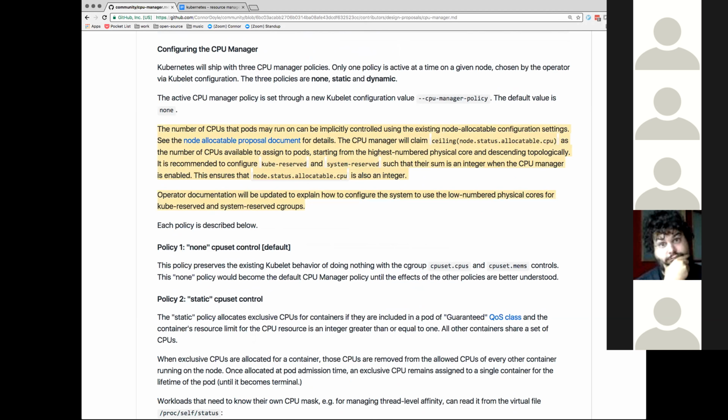So if reserve is less than 1, it's not an integer, then you pretty much have to share, right? If you set kube-reserved to anything greater than 0, then we're looking at taking the ceiling of that. So if you set kube-reserved at 100 millicores, then from the standpoint of the set of CPUs the CPU manager looks at, a whole core will be missing from that set.